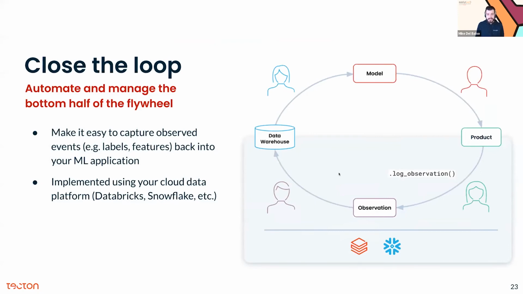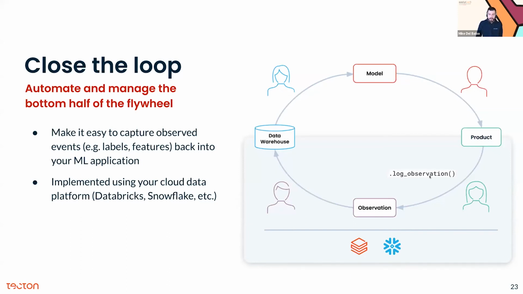So that means simply bring this bottom half of the loop into your purview. It doesn't mean you have to be responsible and own all of these things, but know who these people are. Who is the person in your organization that is responsible for logging what happens in the product and delivering that data into the data warehouse? Ultimately, you want some sort of log observation API to make it really easy for you to add a new label that you want to log, a new feature, some data that could power a feature. So we want to make it really easy to capture observed events.